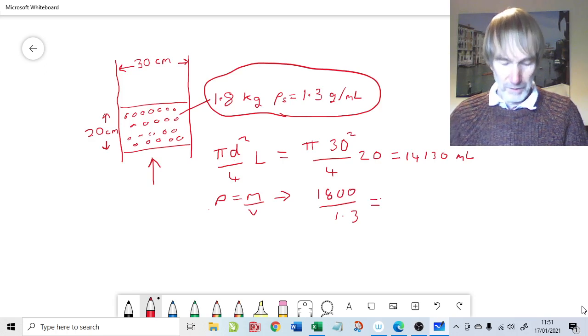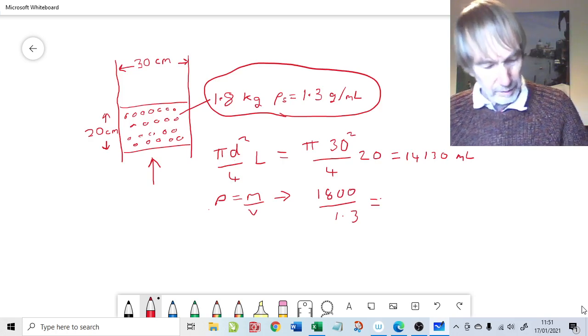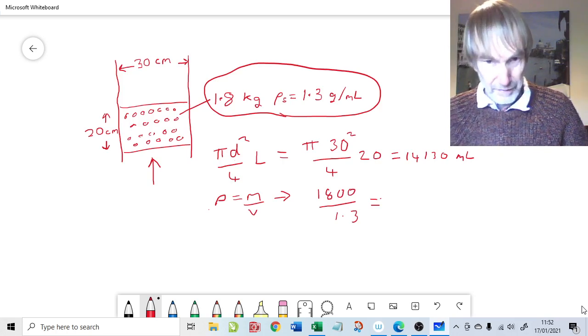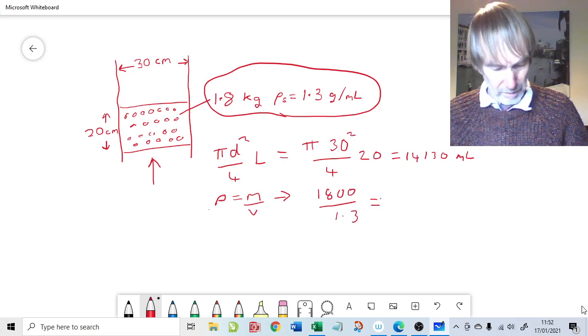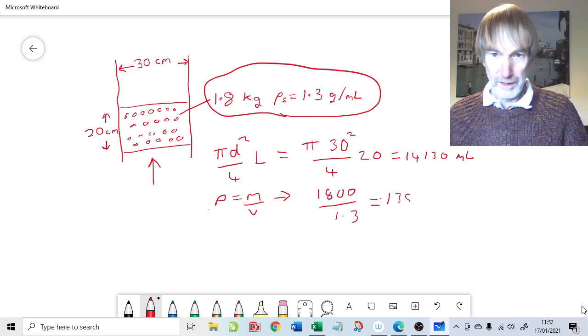So the volume of solids is, going back to the calculator, 1,800 divided by 1.3, because we're in CGS units, not SI units. So that is, can't really see it very easily, the light's not very good. I think that is 1385, near enough. 1385 mils.